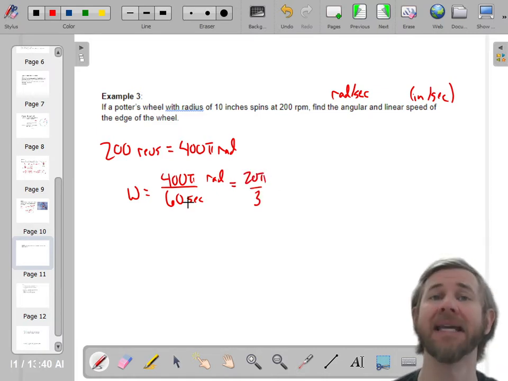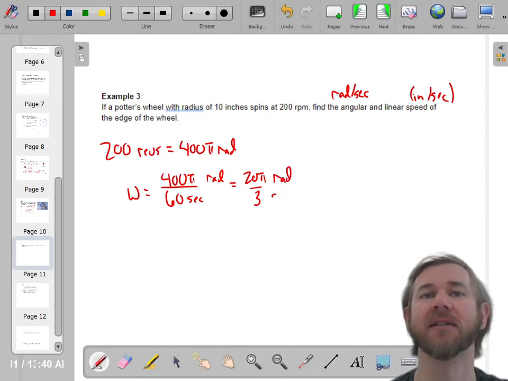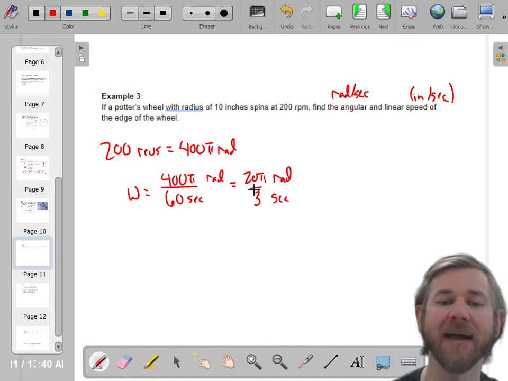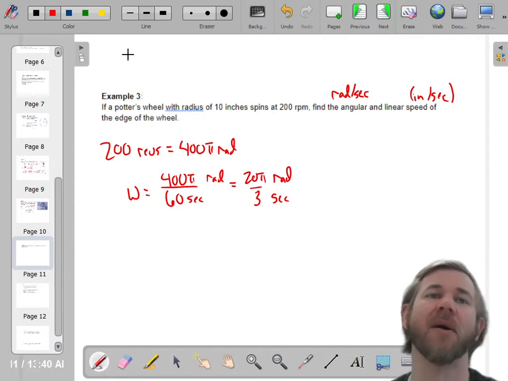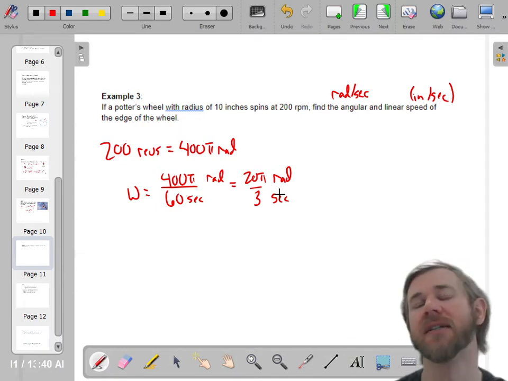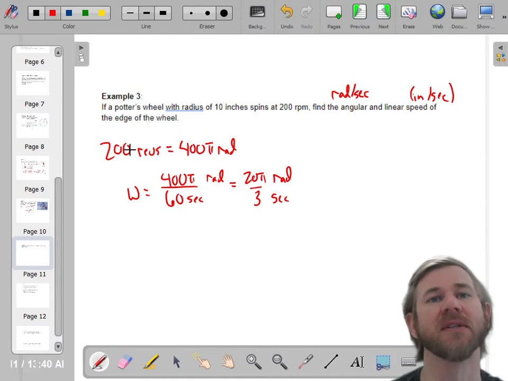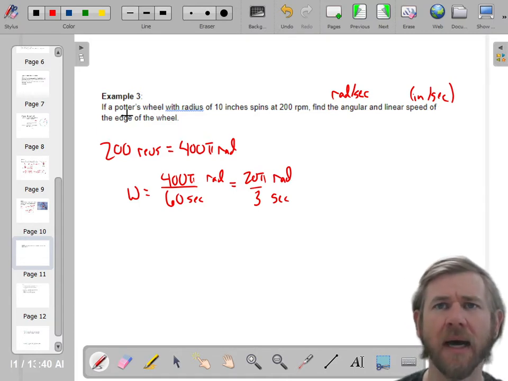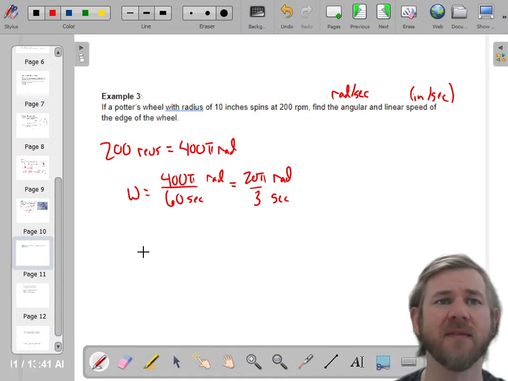And since it's an angular speed, I want to leave it in radians per second. Because remember, 20 pi makes sense. If you're talking about radians, I'm saying 10 revolutions every 3 seconds is essentially what we're saying. Now I have my angular speed. Let's find the linear speed.